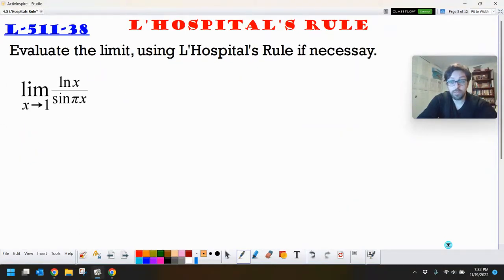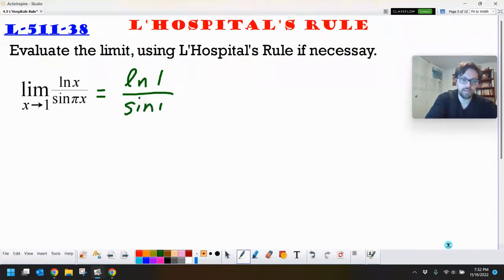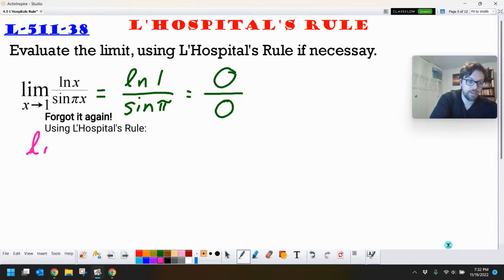Let's see if we can use L'Hopital's rule on this problem. First, I check with direct substitution. I get the ln of 1 over the sine of pi. The ln of 1 is 0, over the sine of pi, which is also going to be 0. So yes, that is 0 over 0. We're all set to apply L'Hopital's rule since direct substitution failed. So I get the limit as, oh, underlined. What am I doing there?